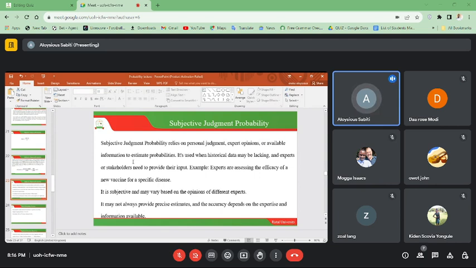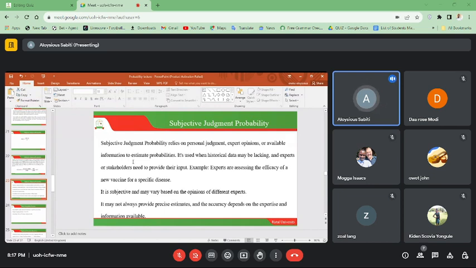For example, experts are assessing the efficacy of a new vaccine for a specific disease. It is subjective and may vary based on the opinion of different experts. It may not always provide precise estimates, and the accuracy depends on the expertise and the information that is available. So the same applies to COVID. The assessment of the efficacy of the vaccine depends on subjective judgment.